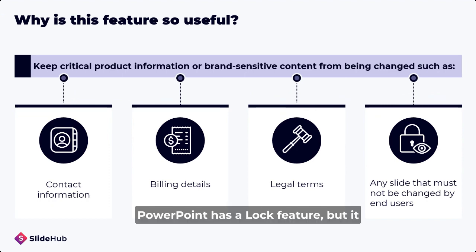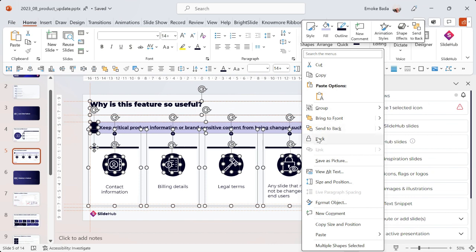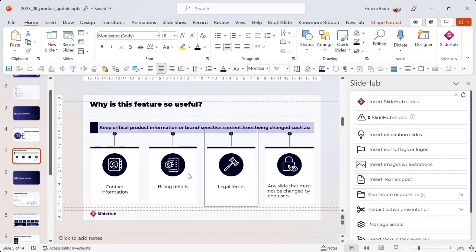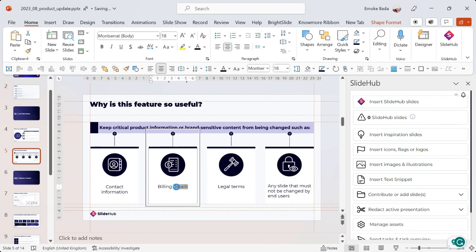PowerPoint has the lock feature, but it only locks the position of the content of the slide, not the content itself. Let me demonstrate. I will now select the content on this slide and lock it. The slide is now locked and I can't move the content anywhere. But I can still click into the text box and add new information.